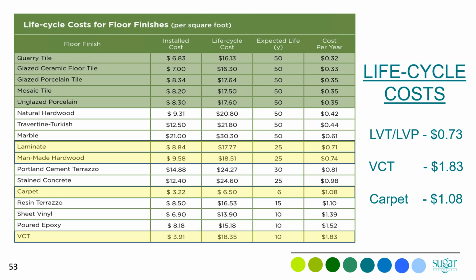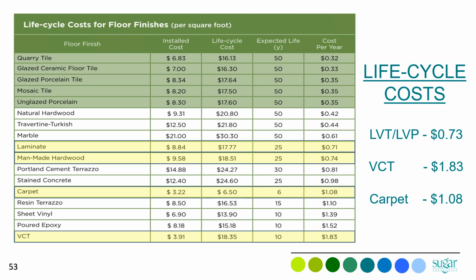I'm assuming the cost of LVT or LVP, luxury vinyl tile or luxury vinyl planks, is somewhere between the first two that are highlighted in yellow. That's the new tile or plank that looks like stone or wood. Then there's carpet, and then there's VCT, vinyl composition tile. We all know vinyl composition tile. It's the 12 by 12 tiles that are in most individual bathrooms. This floor needs to be waxed.